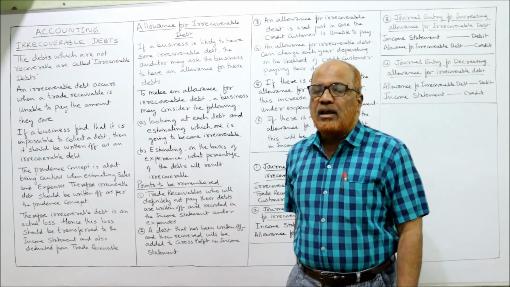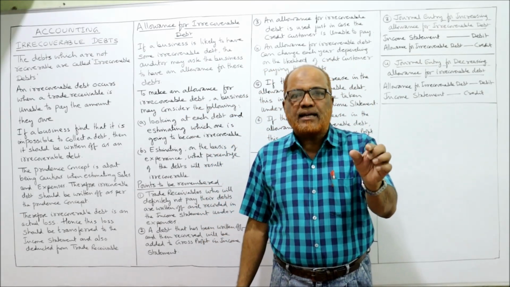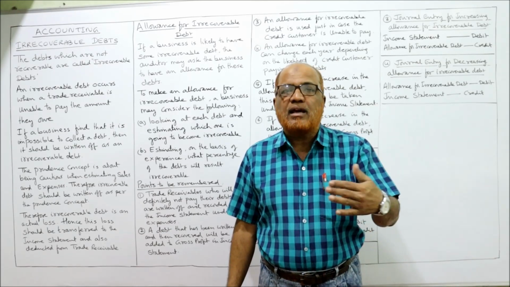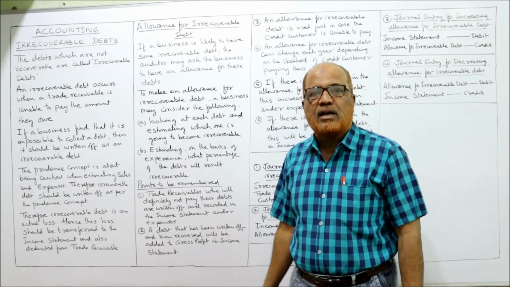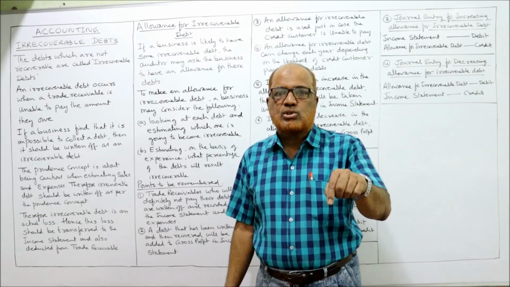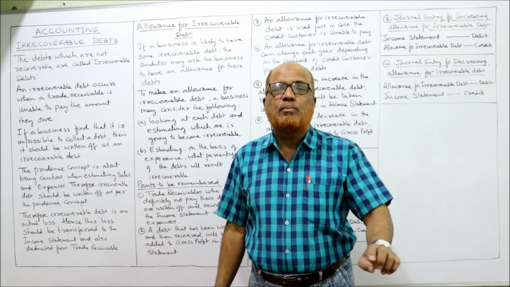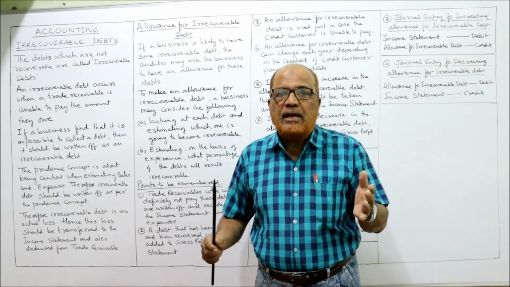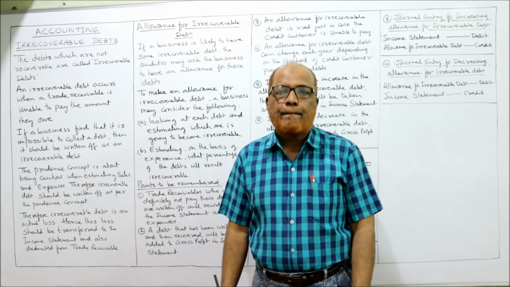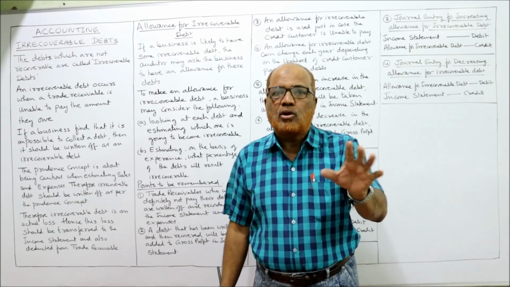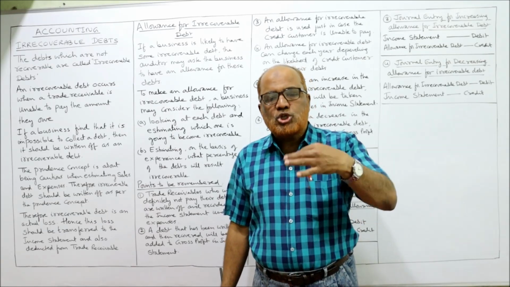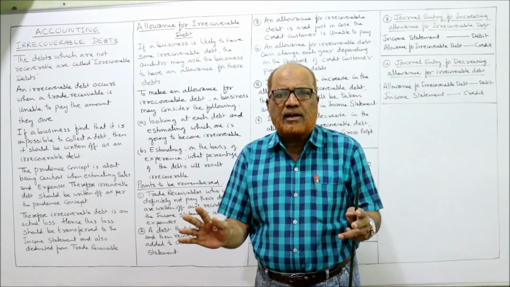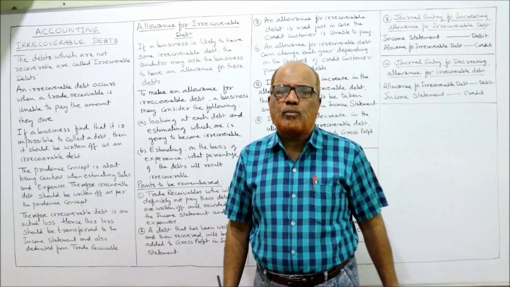Next, allowance for irrecoverable debt. The actual loss is the irrecoverable debt, whereas the expected irrecoverable debt is called allowance for irrecoverable debt. Not only actual loss, but expected loss should also be recorded. So the business will estimate what percentage we may not be able to recover from the trade receivables. This is the expected loss, not actual loss. If the business is sure that we will not receive $500 from Mr. X, we will not be able to recover it, write off 500 rupees due from Mr.